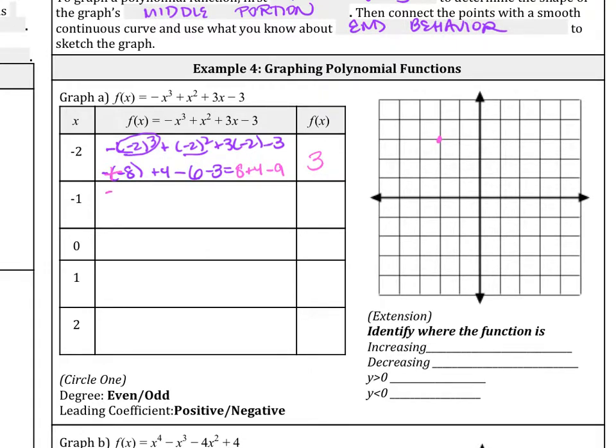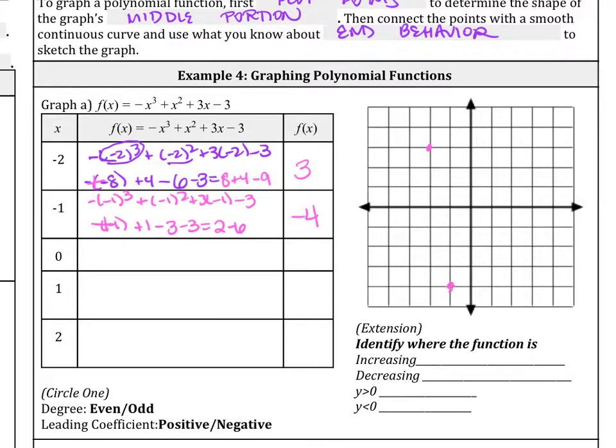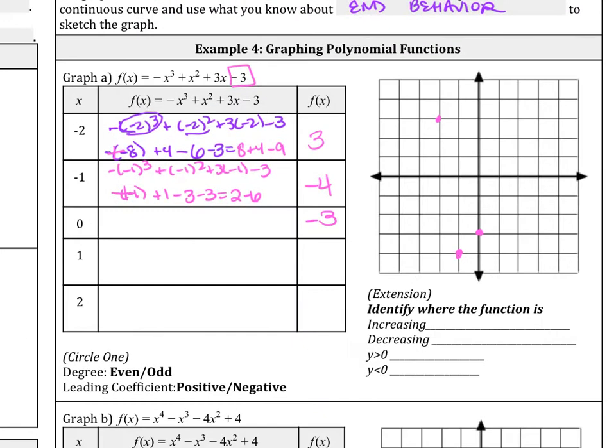Then we continue to plug in numbers. So this becomes a negative 1 plus 1 minus 3 minus 3, or a positive 1 plus 1, that's 2 minus 6, which is negative 4. If we plug in 0, plugging in 0 will get us a negative 3. So there's our y-intercept. So always remember, y-intercept is the constant at the end.